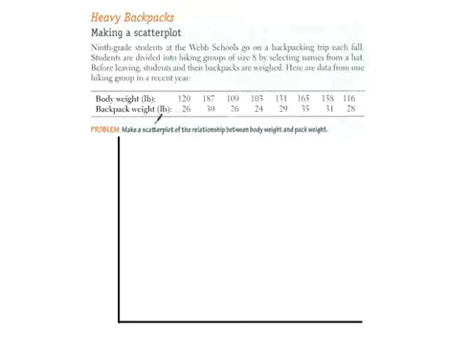So the question is asking us to make a scatter plot of the relationship between body weight and backpack weight. So we should follow the steps that we talked about earlier. So the first one is to decide which variable should go on each axis. So the weight of the student can carry depends on his body weight. So we'll use body weight as the explanatory variable.